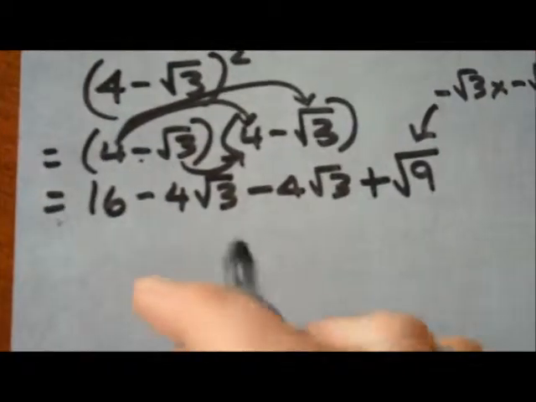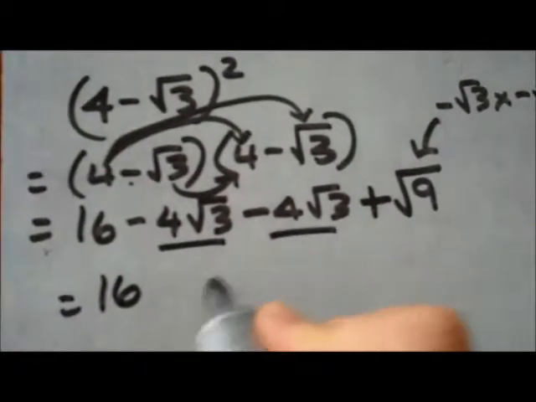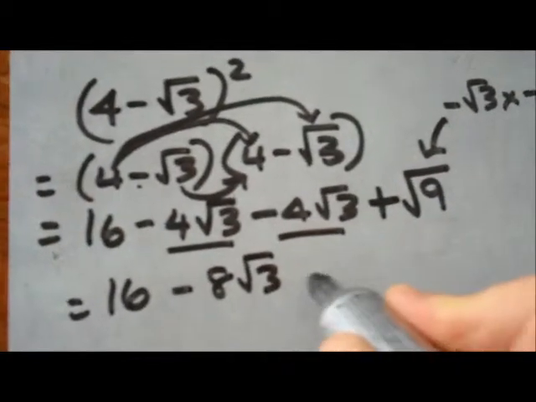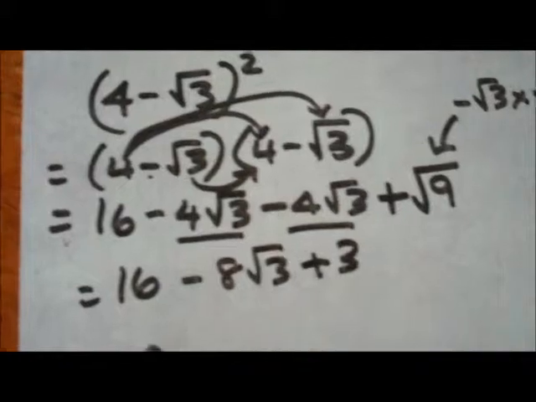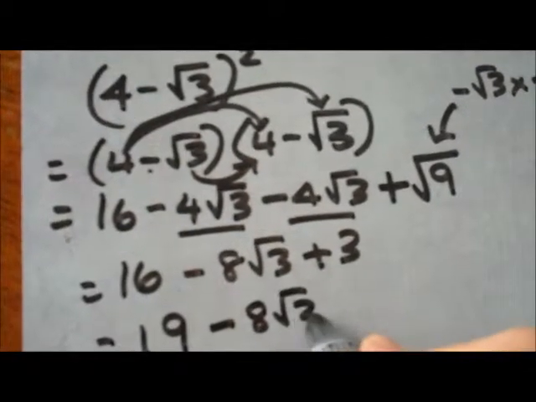So what have I actually got left? Let's have a look. I've got 16 minus 4 root 3 minus another 4 root 3, which is minus 8 root 3. What is the square root of 9? 3. So this equals 19, take away 8 square root 3.